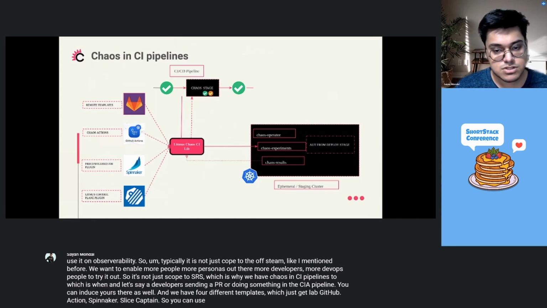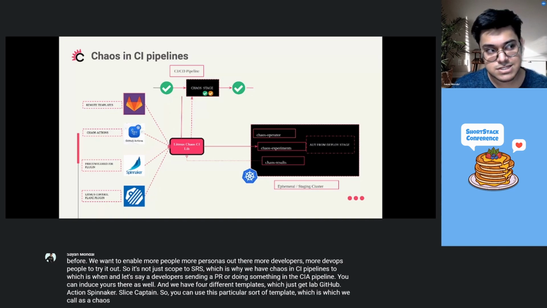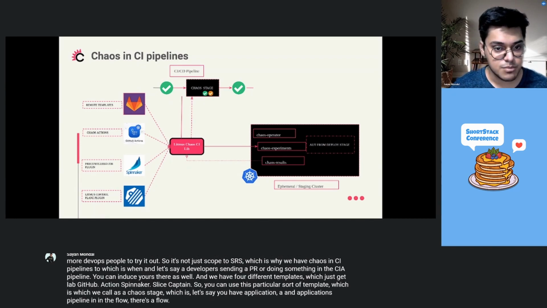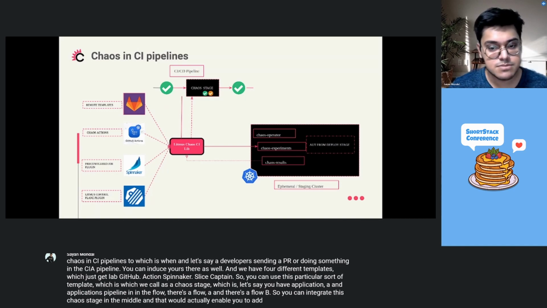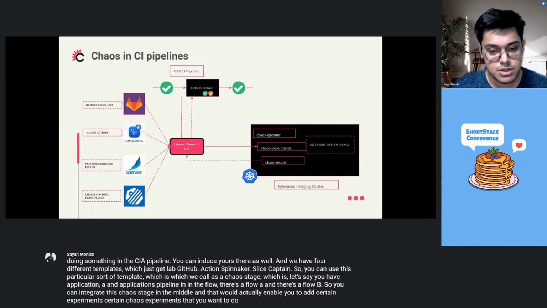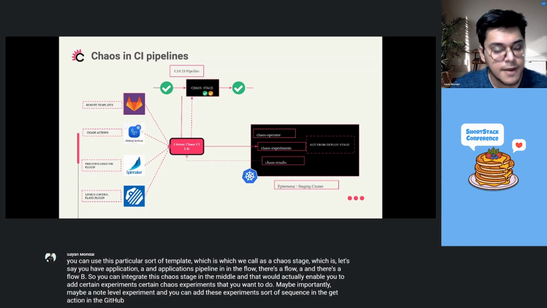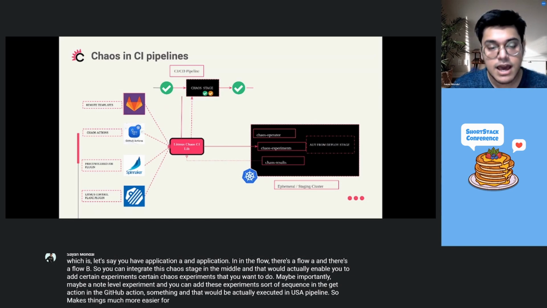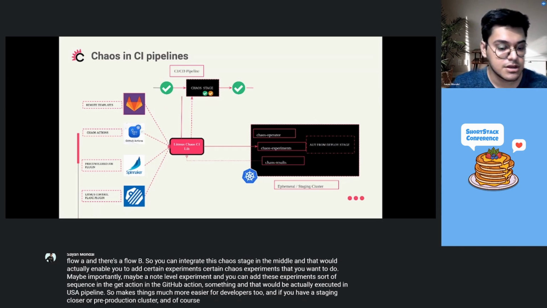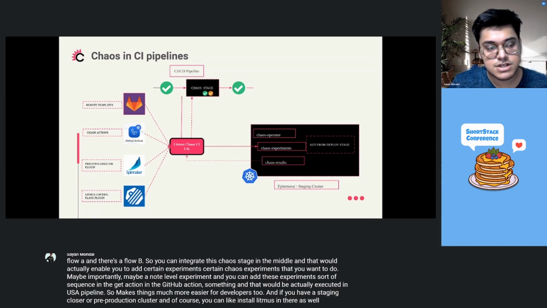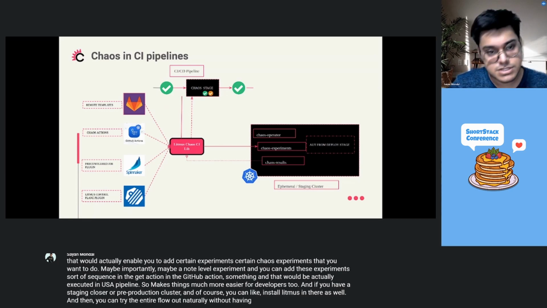You can use this particular template, which we call a chaos stage. Let's say you have application A and a chaos pipeline in the flow. There's a flow A and there's a flow B. You can integrate this chaos stage in the middle, and that would enable you to add certain chaos experiments that you want to do, maybe a pod delete, maybe a node-level experiment, and you can add these experiments in sequence in the GitHub action or something, and that would be executed in your CI pipeline. So it makes things much easier for developers too. And if you have a staging cluster or pre-production cluster, then of course you can install Litmus in there as well, and then you can try the entire flow out naturally without having to do it in CI pipelines too.